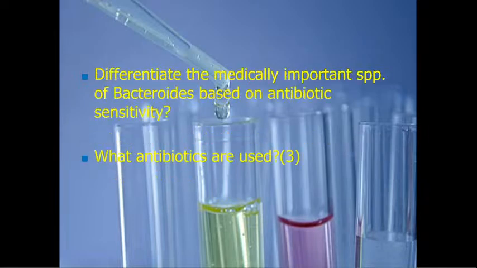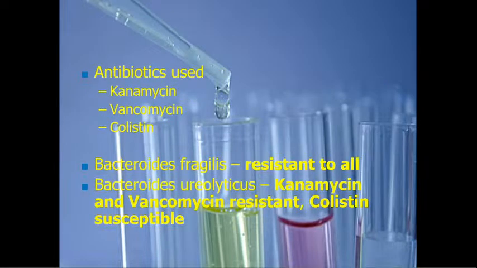Okay, and how do we differentiate the two? Basically, we use antibiotic sensitivity. We use kanamycin, vancomycin, and colistin. Now the antibiotics used will show a difference between Bacteroides fragilis and Bacteroides ureolyticus. Bacteroides fragilis is resistant to all, while Bacteroides ureolyticus is susceptible to all antibiotics that we just talked about.